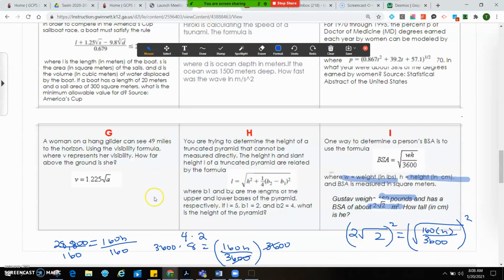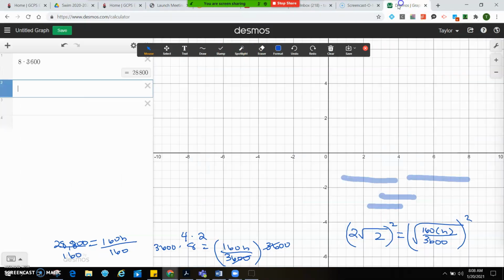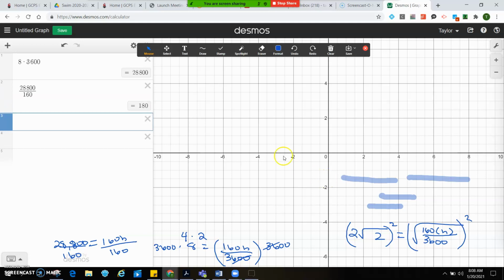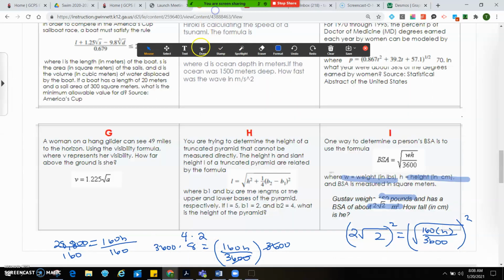So that's going to give me 180. That's going to give me 180 in height. Okay.